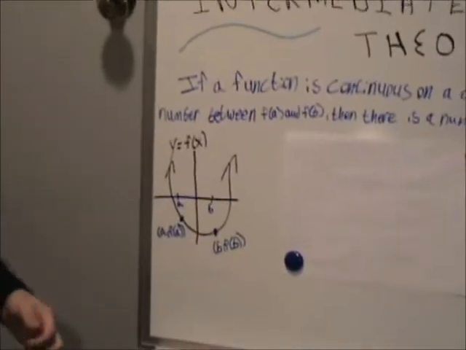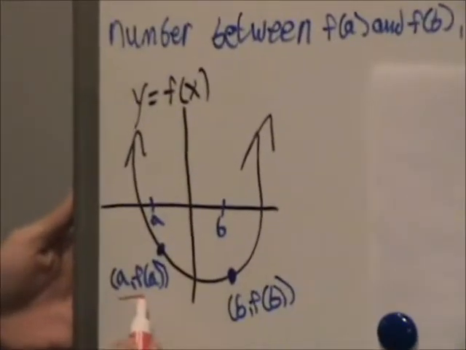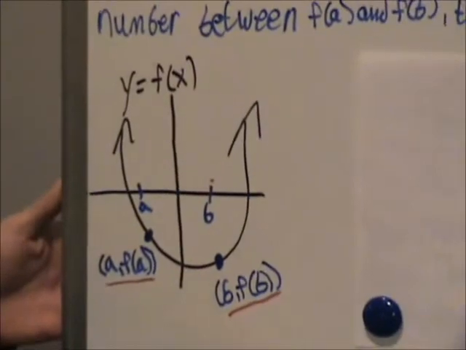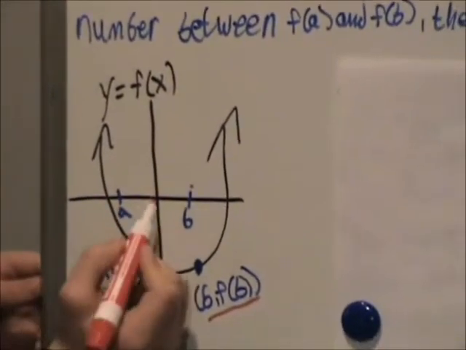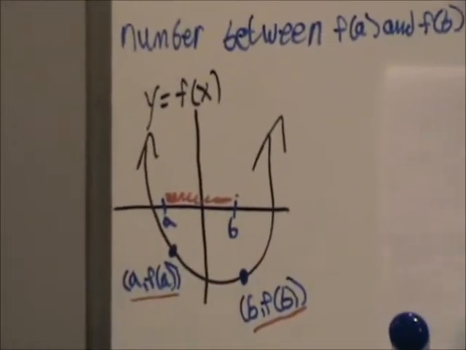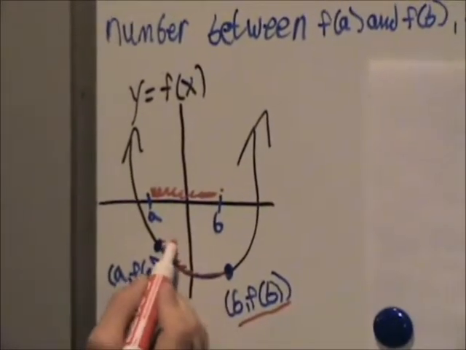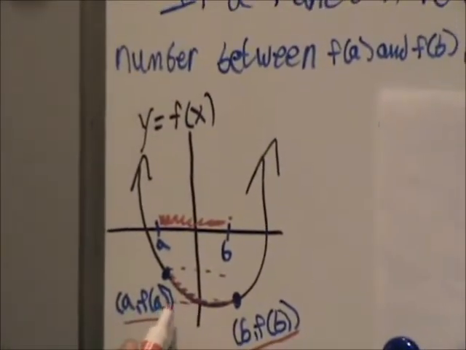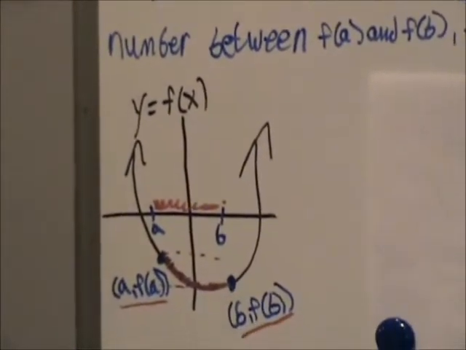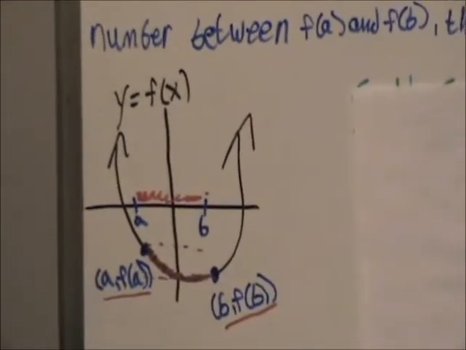Let's say we're given this graph here, y equals f of x. For some value a, we have the point a, f of a. Some value of b, we have the point b, f of b. If we choose any value for c between these 2 points, we know that the corresponding f of c value will lie between f of a and f of b, along this curve that I've just drawn in red. It's a lot simpler without all the complicated words. Let's move on to our first example.